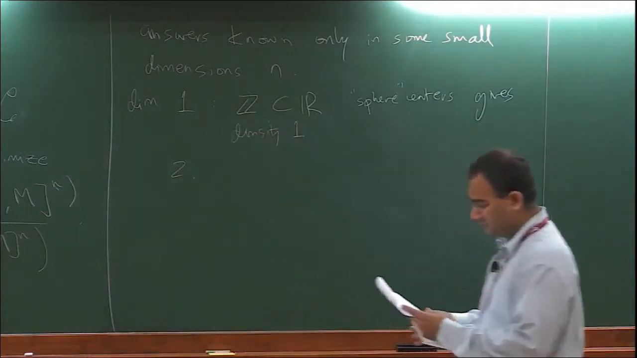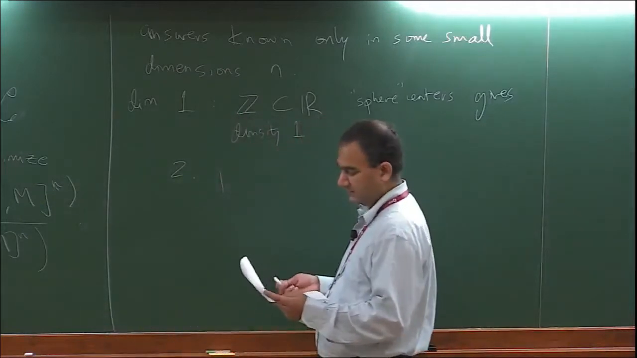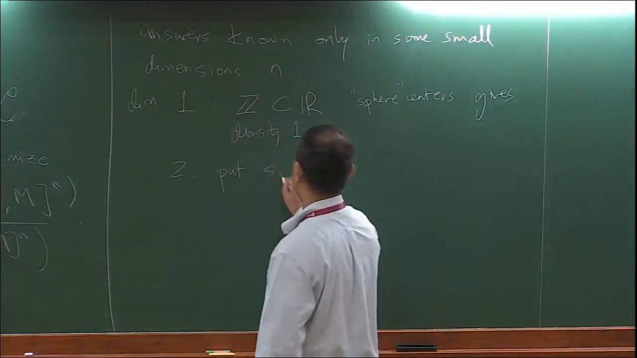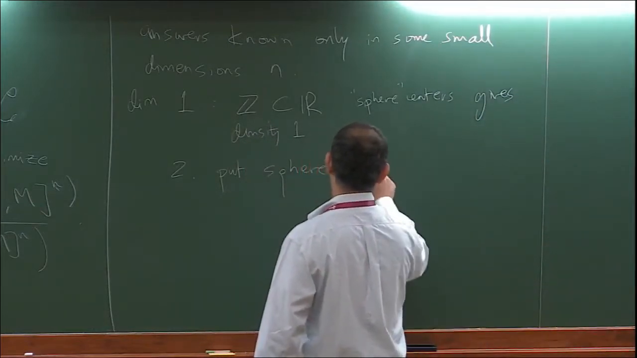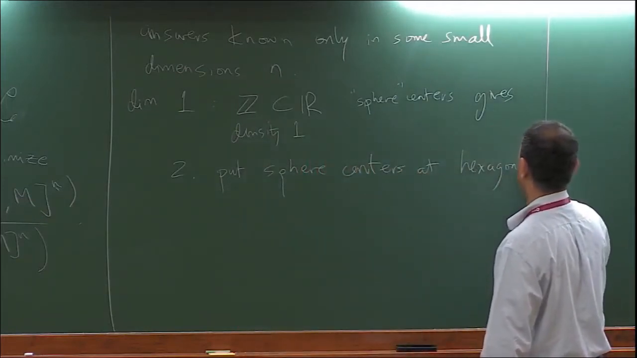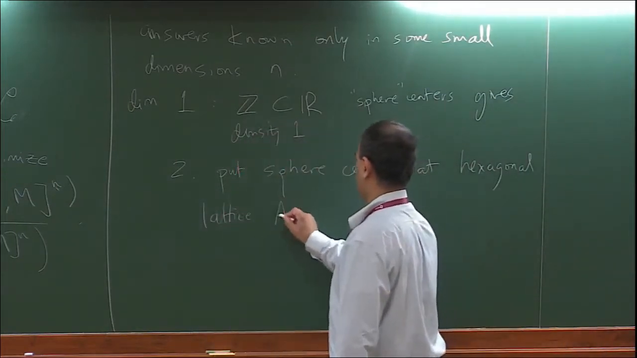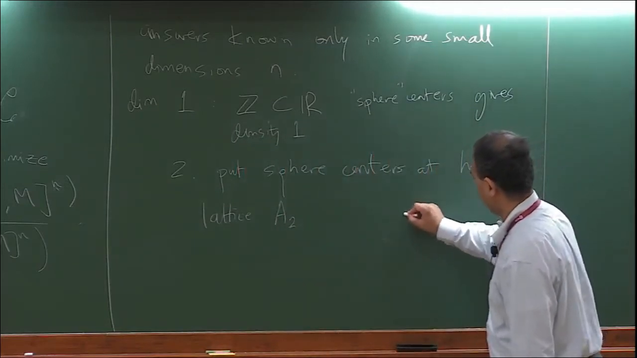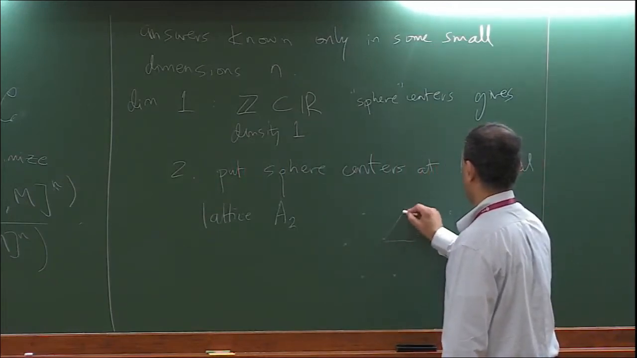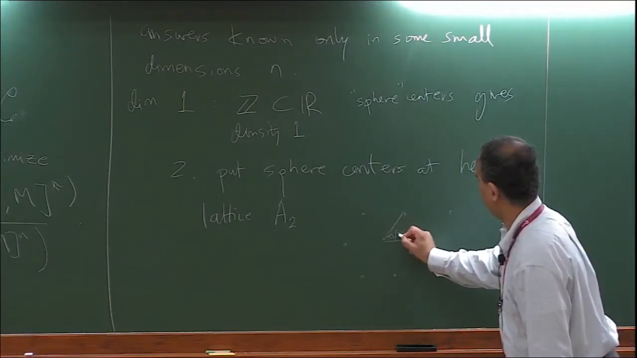All right, so then dimension 2, already it becomes quite a bit harder. When you play around with it, you see that what seems to be most efficient is to put sphere centers at what is called the hexagonal lattice, or the equilateral triangular lattice A2, right? Which looks like this. That's our familiar lattice. All these angles are 60 degrees, pi over 3.